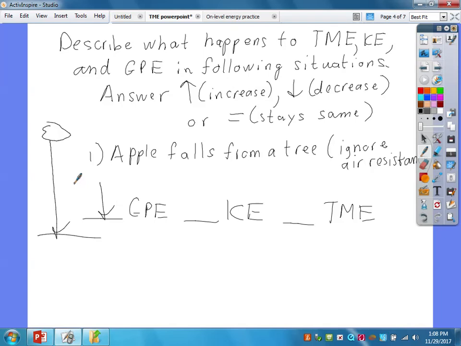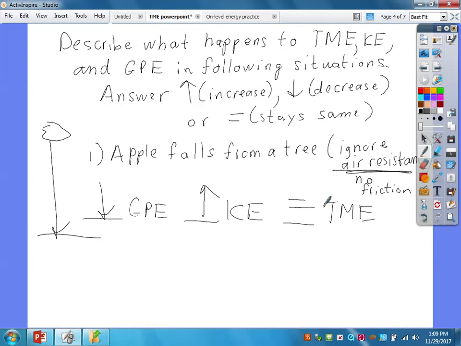So that would just be decrease. I'm not looking for numbers. I'm just looking for you to understand, is it going up? Is it going down? Is it staying the same? So the gravitational potential energy goes down as it loses height. But as it falls, it should speed up, which means it'll increase in kinetic energy. So gravitational decreases as kinetic increases. What does that mean about the total mechanical energy? Well, if there is no air resistance, if there's no friction, that means this will stay the same. The total mechanical energy will stay exactly the same.